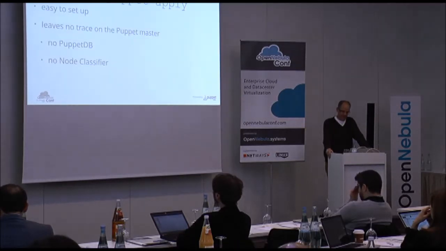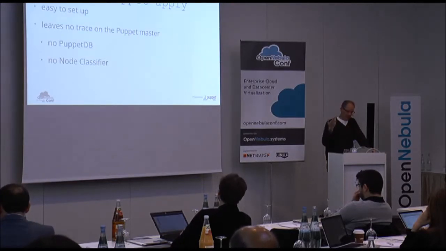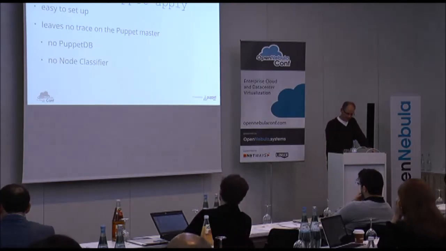The downside is that since you don't use a Puppet master, it leaves no trace. If things go wrong, it can be pretty hard to figure out what went wrong. You have no entries in PuppetDB about that. You can't use a node classifier and all that. So if you first experiment with running Puppet during image build, Puppet apply is definitely the right thing to do.